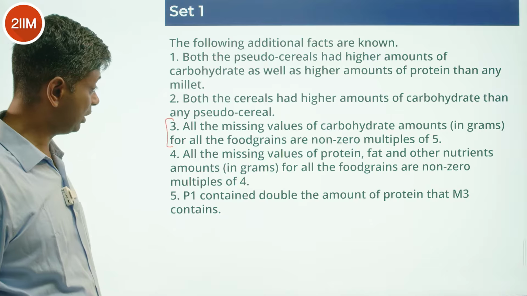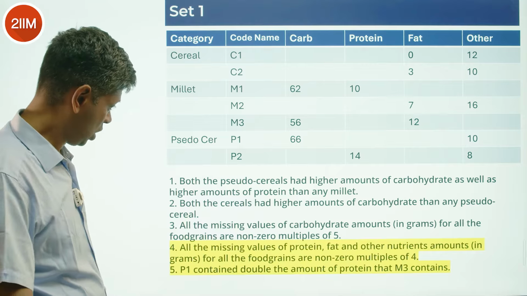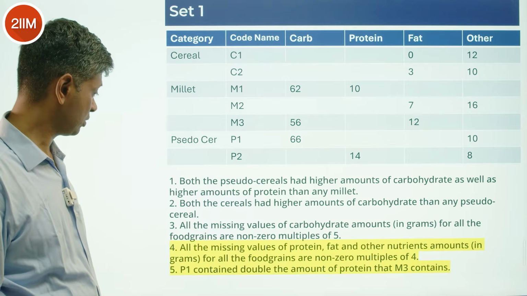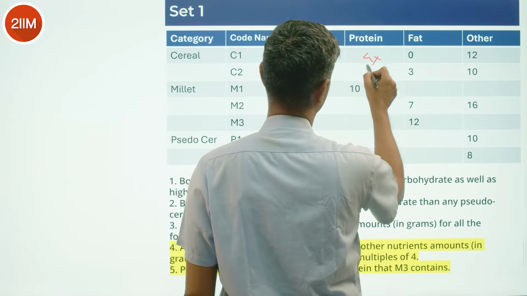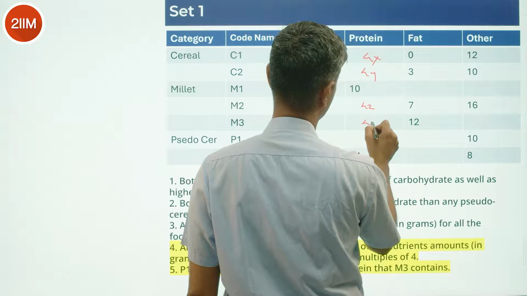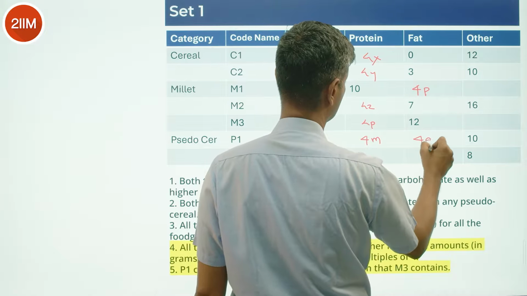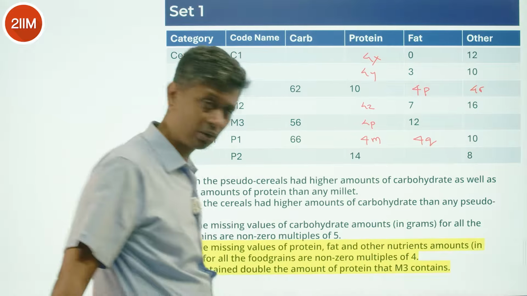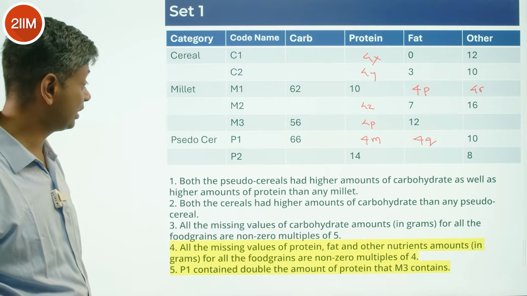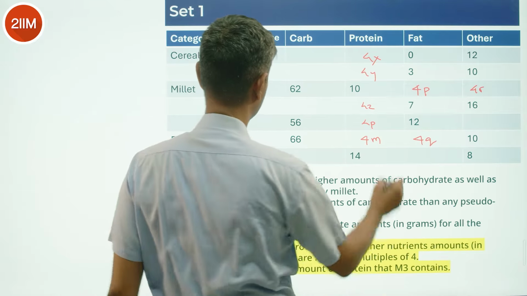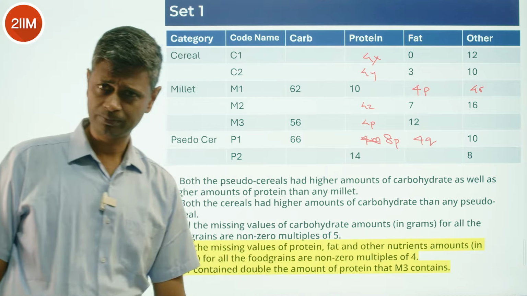P1 contained double the amount of protein that M3 contains. Super. We will capture this data. All the missing values of proteins and other nutrients for all food grains are non-zero multiples of 4. So all of these are multiples of 4. And we know P1 contained double the amount of protein that M3 contains. M3 protein is 4P. P1 should be 8P. So multiple of 8 for good measure.